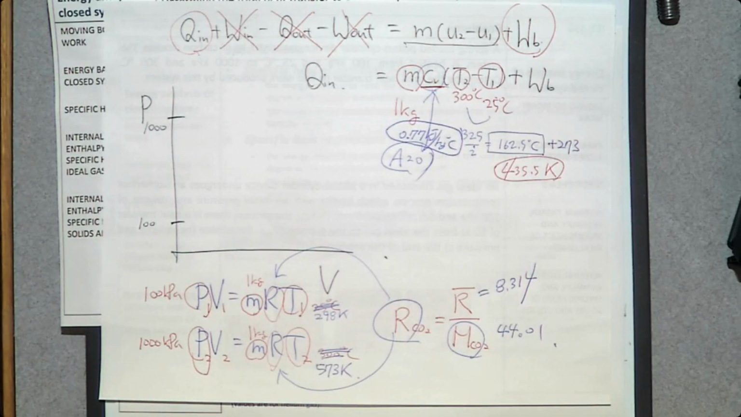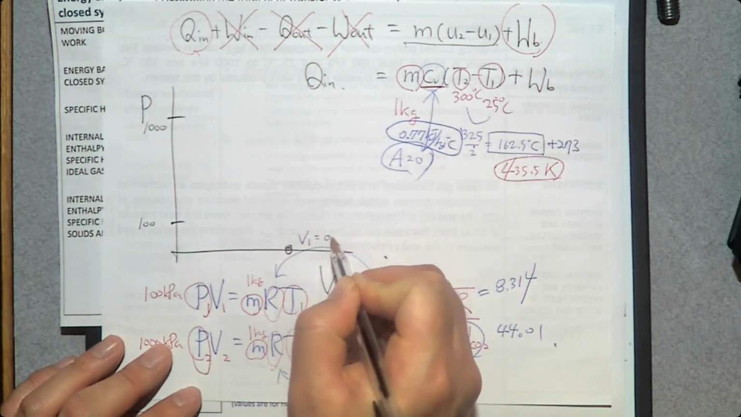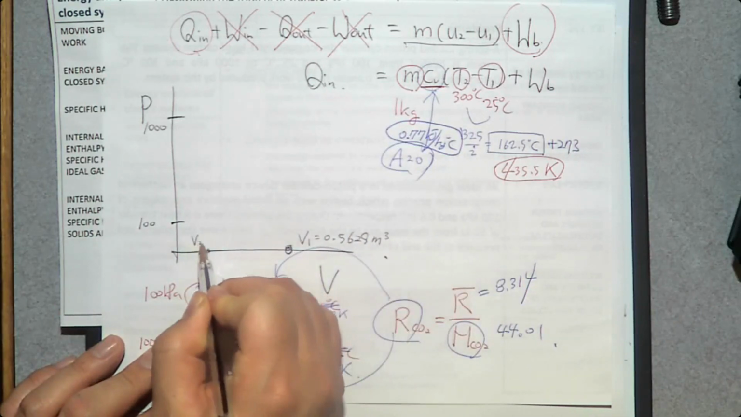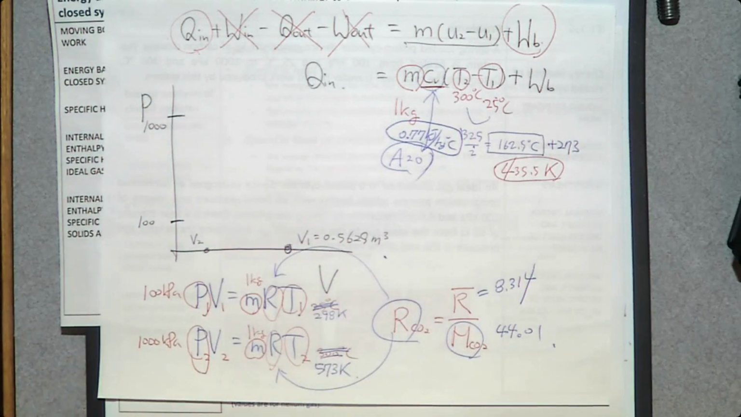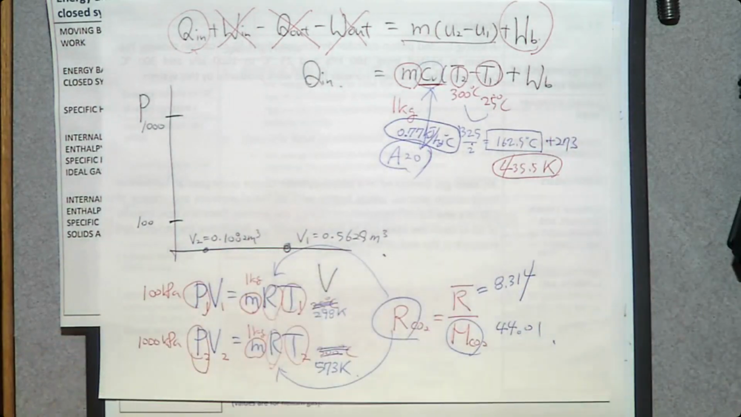So what is V1? 0.5629 cubic meters. V2, 0.1082. Not yet work. So this is the initial volume from this PV equals mRT. This is the final volume from this PV equals mRT.